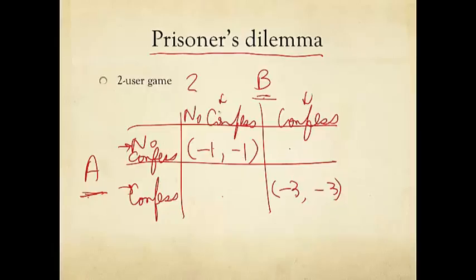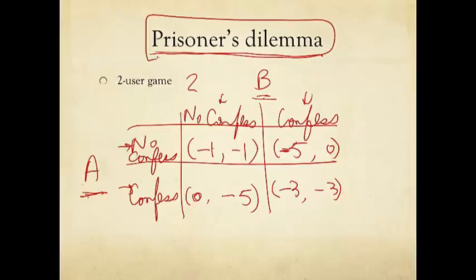Whereas if one confesses but the other does not, then the one that confesses will be rewarded and walk away free for cooperating with the investigation, and the other one will be left with a most severe penalty of, say, 5 years in prison. And this is a symmetric game, so we also have this cell filled out exactly like this one. If B confessed, then she walks away with nothing, 0 years, and if A does not confess, then she will be getting 5 years.